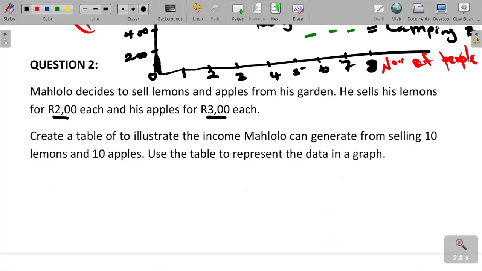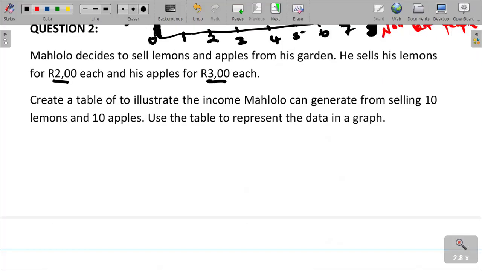Apples are 3 rand each, and lemons are 2 rand each. So create a table to illustrate the income that the farmer can generate from selling 10 lemons and also 10 apples. Use the table to represent the data in a graph.